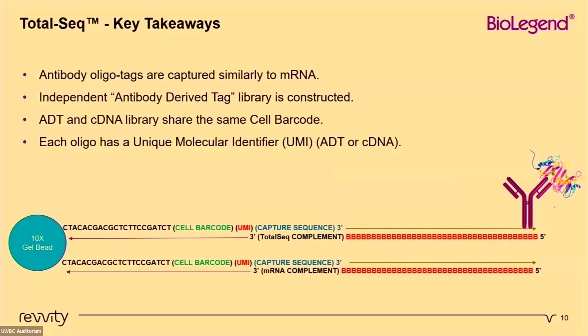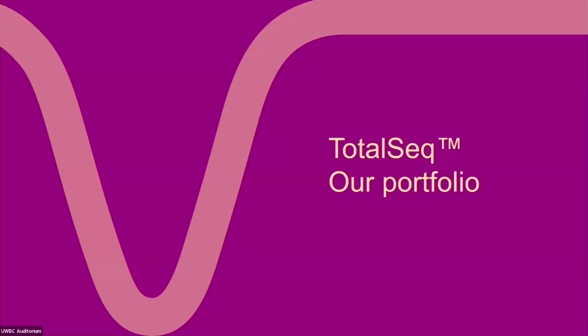So some key takeaways on TotalSeq up to this point. The antibody oligo tags are captured similarly to mRNA. You get an independent ADT, antibody-derived tag library. The ADT and cDNA libraries share the same cell barcode, and each oligo has a unique molecular identifier. So with all these components, we can tell what cell this belonged to and what antibody it belonged to, so we can figure out both mRNA and protein from the same cell.